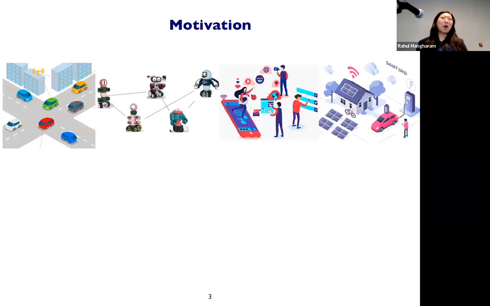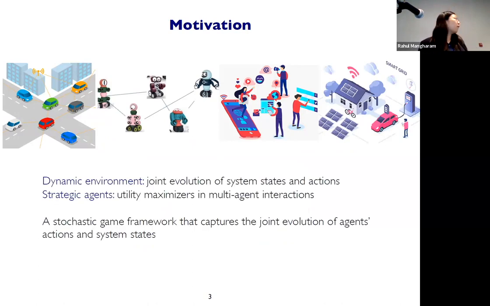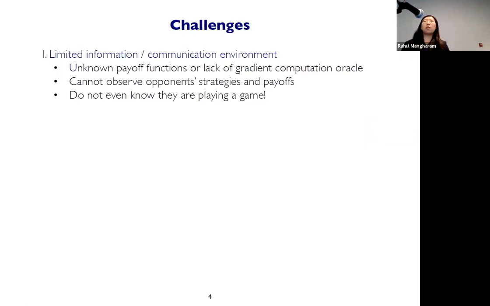Just a very brief motivation, since I guess all of the audience are experts in this area, I don't need to say too much. We often are in a situation where, in order to model societal scale systems, we need to account for the dynamic environment as well as the humans in the loop that are strategic, that are utility maximizers. One common way to model such interaction is through the stochastic game framework that captures both aspects and tries to model and keep track of the evolution of agents' actions and system states. There are a couple of challenges here.